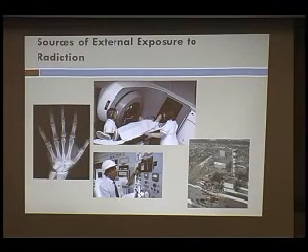And then these are just examples of external sources. So I've already mentioned the X-ray, and then the top there, that's a picture of someone getting radiotherapy. So that could be for cervical cancer or for breast cancer. And then the bottom is a picture of someone who works in a nuclear reactor, so they could get exposure to ionizing radiation there. And then the lower right-hand corner is the Chernobyl accident.